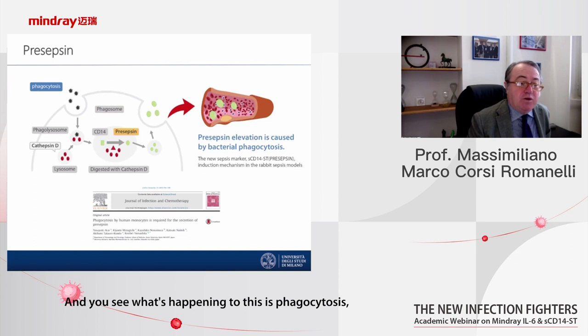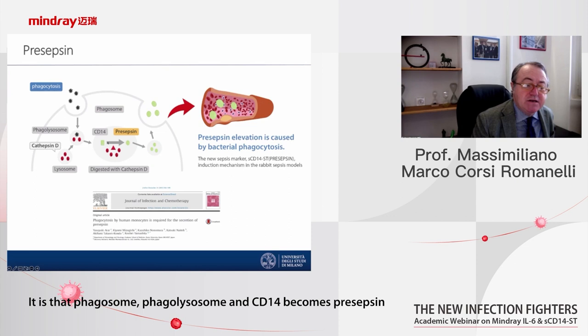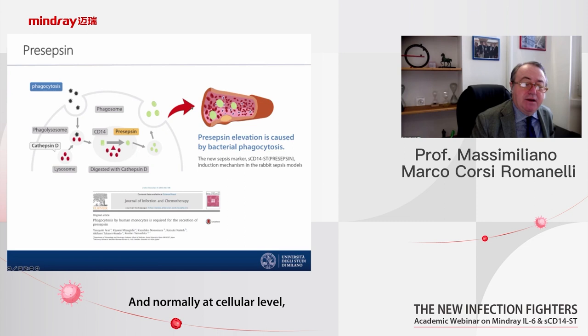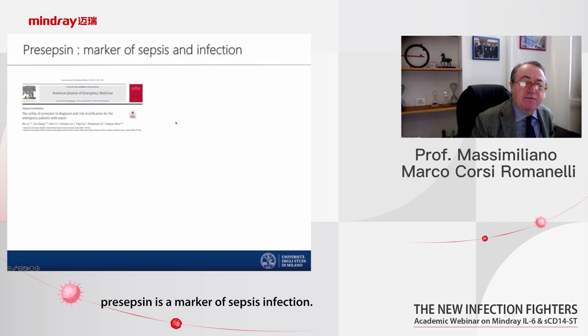This is phagocytosis, this is the phagolysosome and lysosome, and CD14 becomes presepsin, because presepsin is the name of the soluble CD14. Presepsin goes out of the cell, is digested with cathepsin D, comes out from the phagosome and goes into the bloodstream. So this is what happens normally at the cellular level. And presepsin is a marker of sepsis and infection.